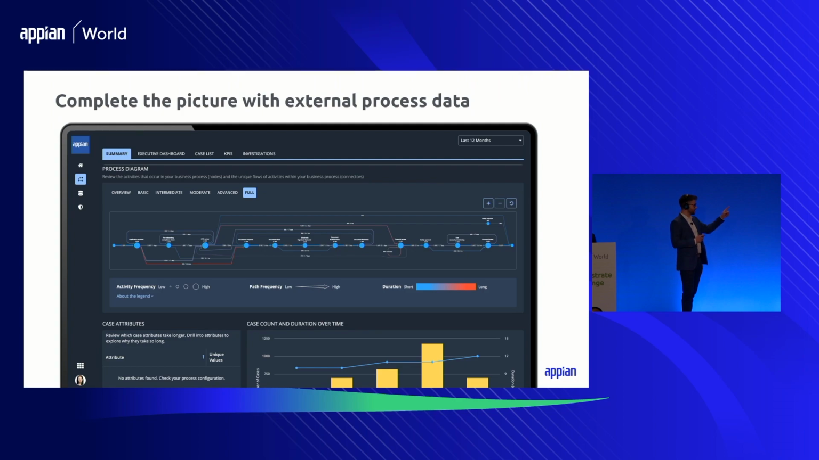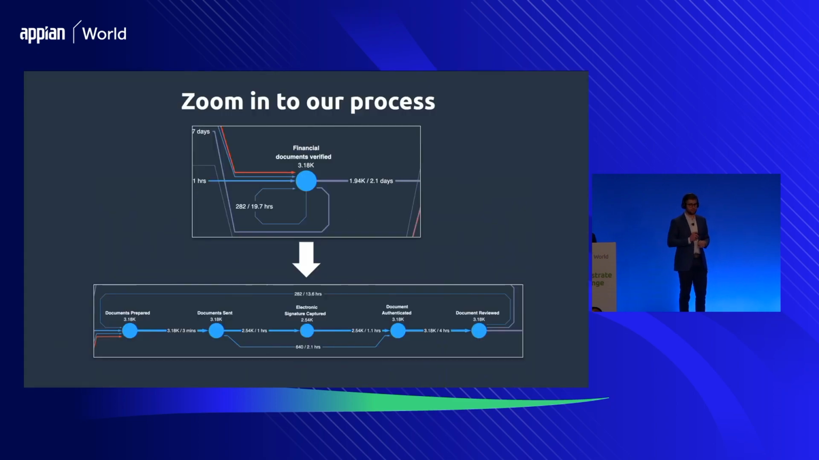So looking at that here, I know this is going to be a little hard to see, so I'm going to zoom in just a second here. But what I want to highlight here is that we have now introduced a number of new steps that have taken place in that external system. So what that looks like here is we've taken the financial documents verified step, which was previously just a step that we had in Appian once the process was completed in DocuSign.